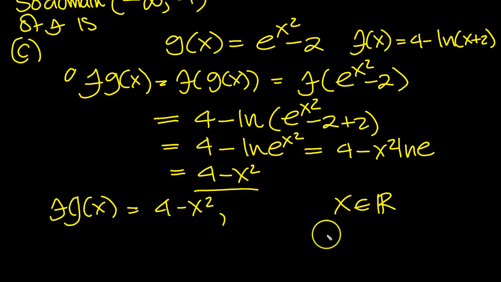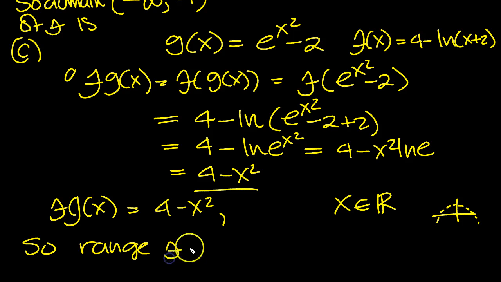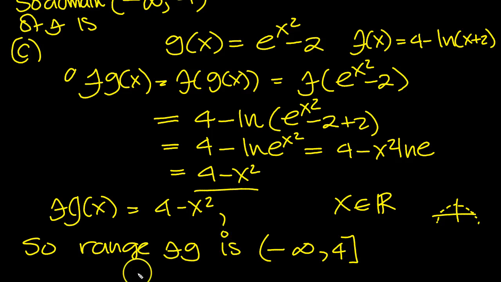So this is a quadratic curve. Just do a little sketch of it. 4 minus x squared has the biggest value of 4, and it's an n-shaped curve, isn't it, because it's a negative quadratic. So the range of f composite g is, well, it would go up to and touch 4, but it would go down to minus infinity, up to 4 and touching 4. So a little square bracket there to denote that the interval endpoint is included.